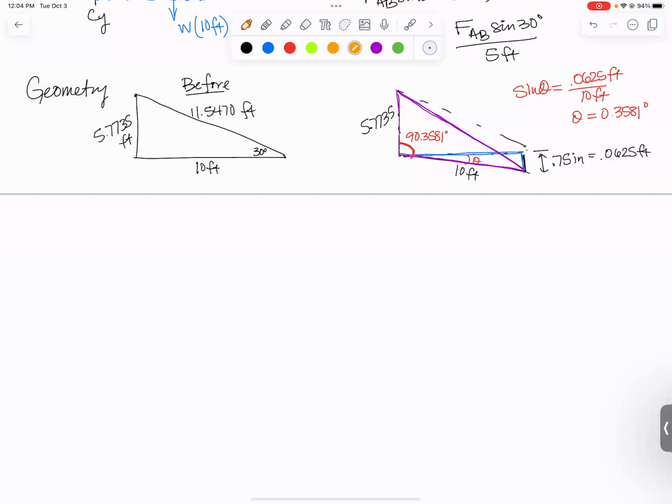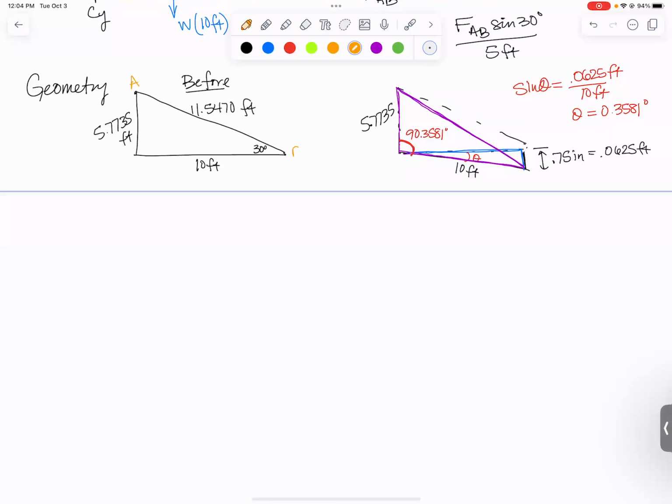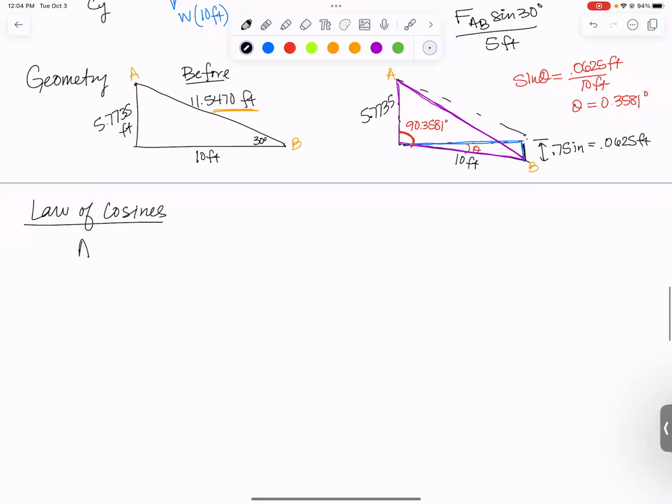Should I write the A's and the B's here to remind you guys that's A and B? So this is the original length of AB. And over here is the new A, didn't move, and the new B did move. So we're looking for the new length of AB. I know the side, the angle, and the side of that triangle, so law of cosines will work to find the unknown new length of AB. So we'll call it AB new.